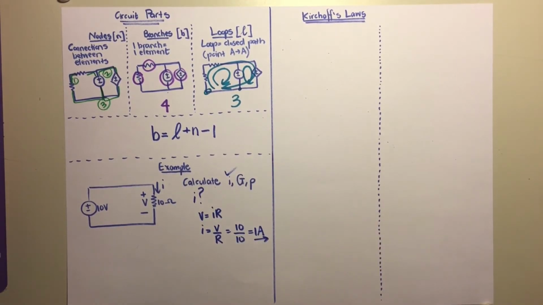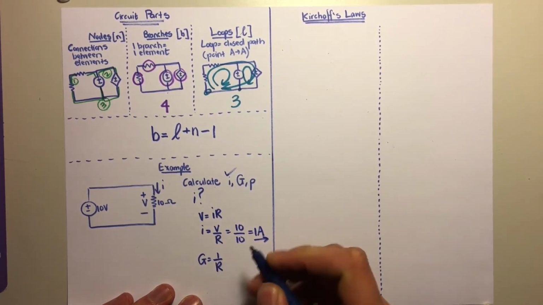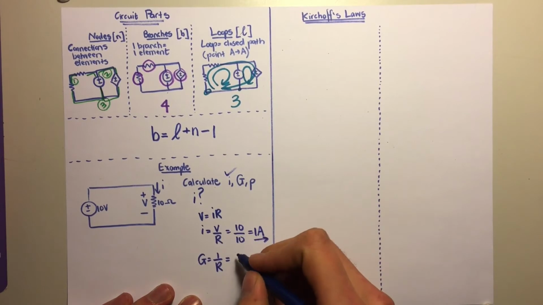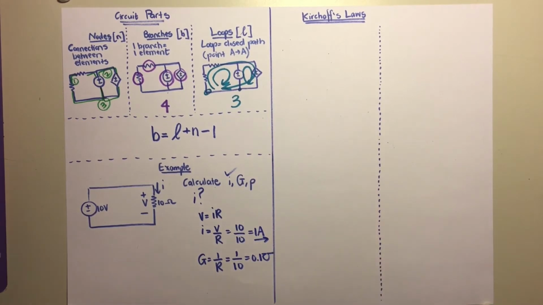Next, we're asked to work out the conductance. Well, what do we know about conductance? The conductance is just the reciprocal of R. G is its symbol, 1 over R. Okay, so what's the resistance? The resistance is 10, which gives us 0.1 mhos, or 0.1 Siemens if you wish. Okay, so next we're asked to work out the power.